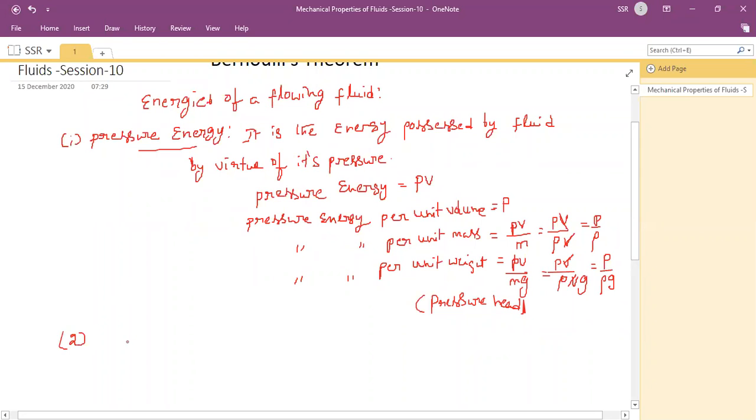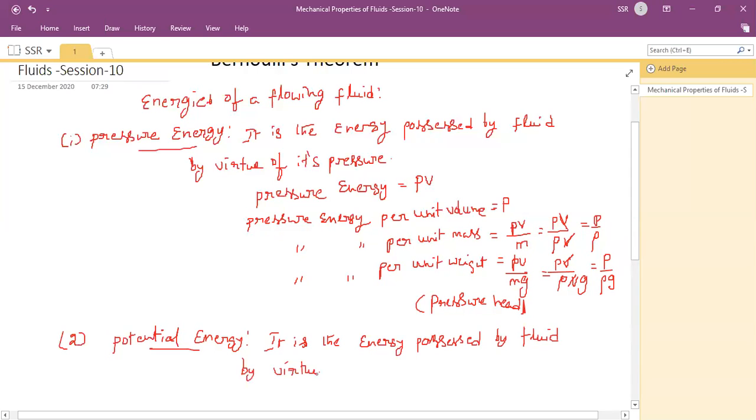Second type of energy for a fluid is potential energy. Potential energy, either a solid object or fluid object, it will possess. So what is potential energy? It is the energy possessed by a fluid by virtue of its position.